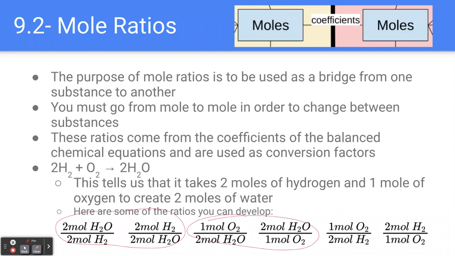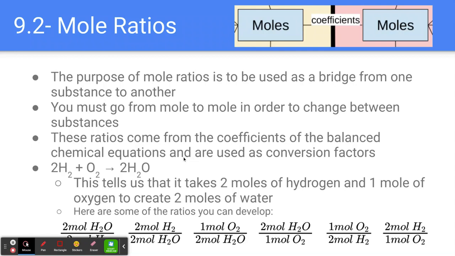So you can have 1 mole of oxygen is needed with 2 moles of hydrogen there. And please just note that you can flip them however you need for your roadmap. Remember that we always want to put the unit that we're getting out of on the bottom, and the unit that we'd like to try to get into is on the top. So we're going to have to figure out which way to position them to get them to all match.